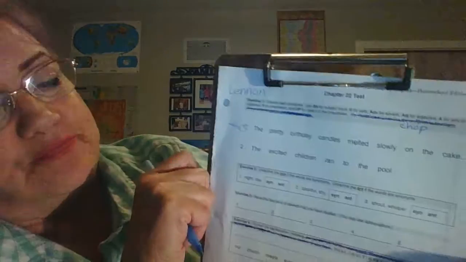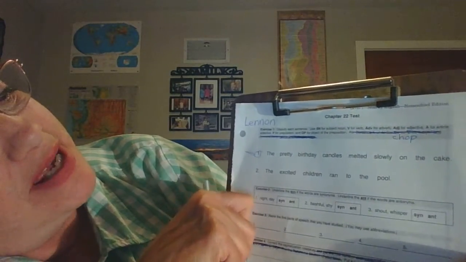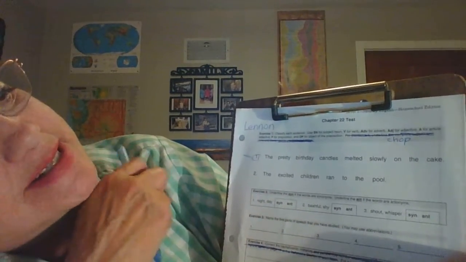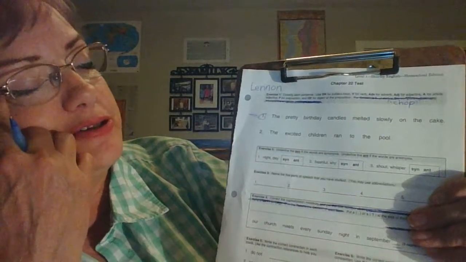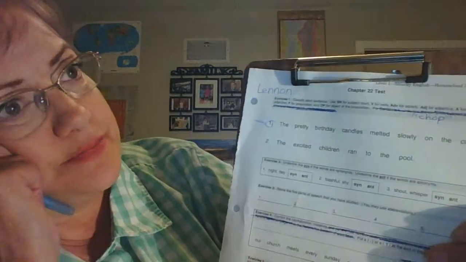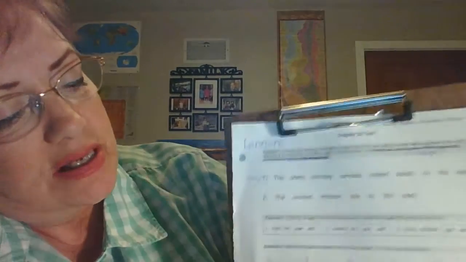First, let's read it. The pretty birthday candles melted slowly on the cake. The pretty birthday candles melted slowly on the cake. By the way, the reason I'm doing this with you again: some of you did super well on labeling your sentences last week. There's still a couple of concepts that kids are struggling with a little bit. So that's why I thought it would still be fine.